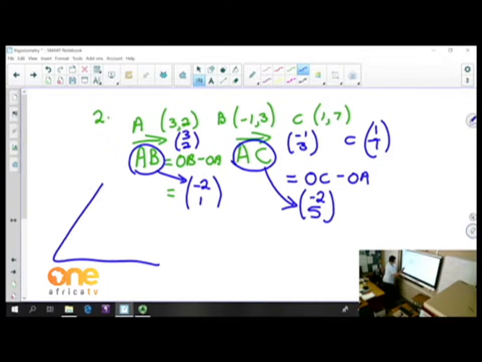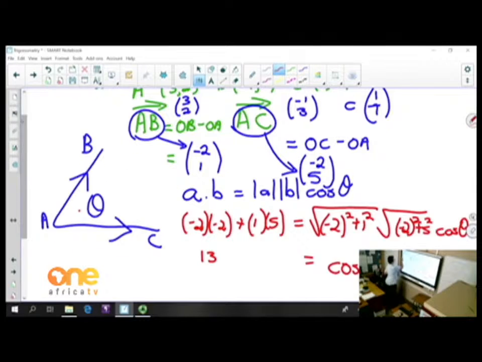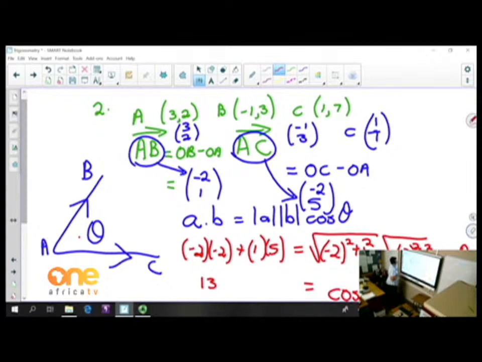So if we want to find that angle theta now, remember, they say find the angle between AB and AC. Now that means A is in the middle, AB and AC, arms out. Okay, so we have the two vectors. The vector AB is then OB minus OA, so it is negative 1 minus 3, which will be negative 4.